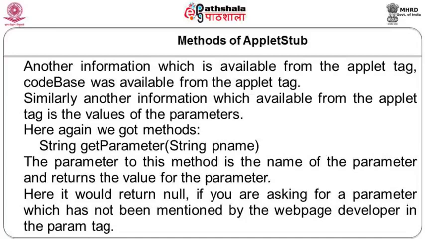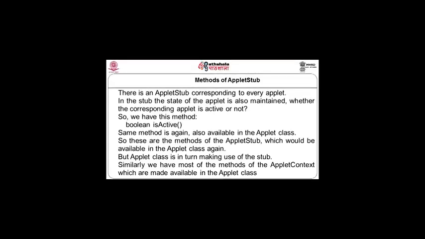It would return a null in case you are asking for a parameter which has not been mentioned by the web page developer in the param tag. There's no param tag, but the code says getParameter. The web page designer may or may not have opted to use a parameter for that. So if there is no parameter, this may return a null value. So getParameter is the method to read the parameter values.